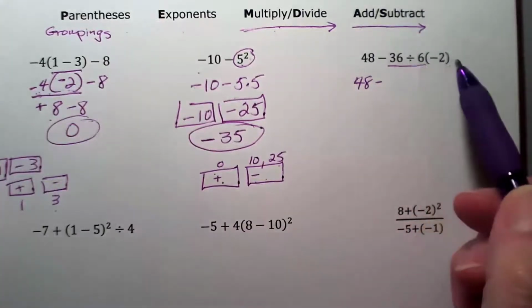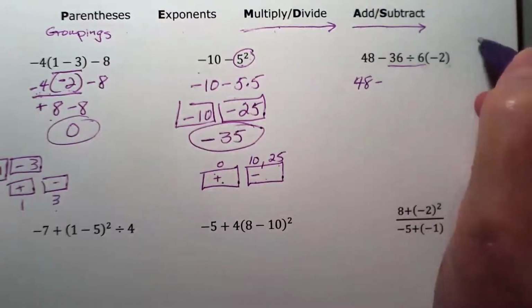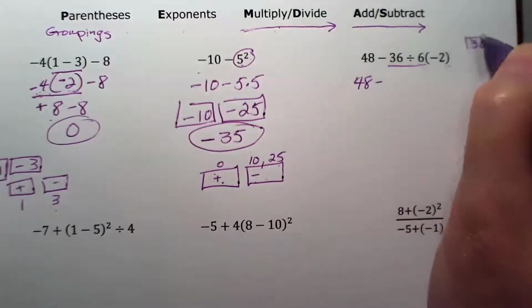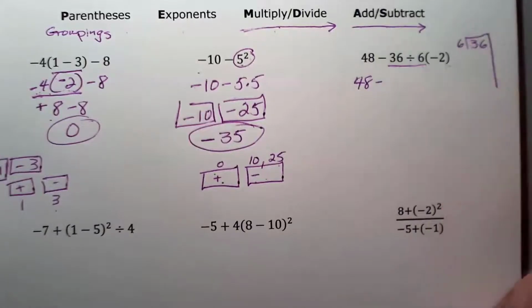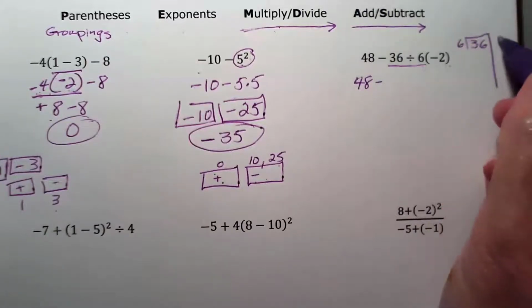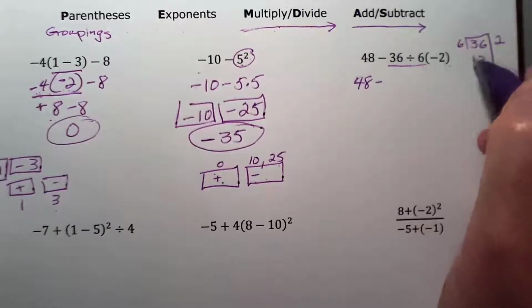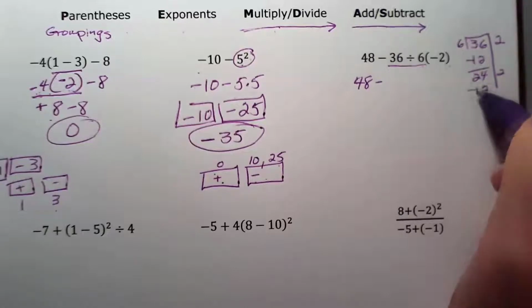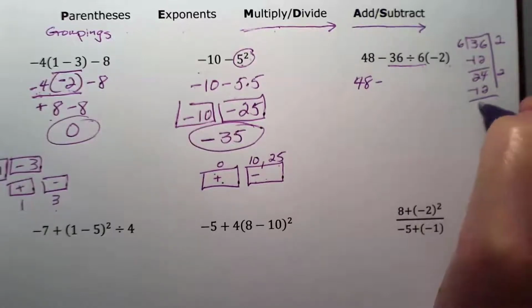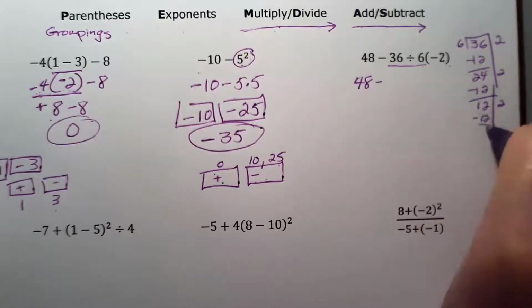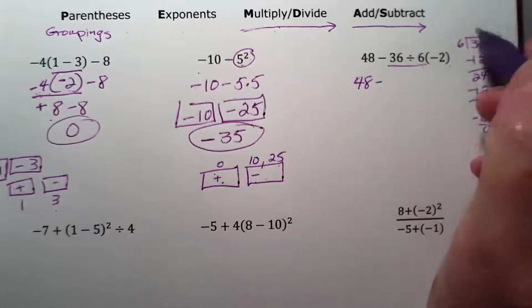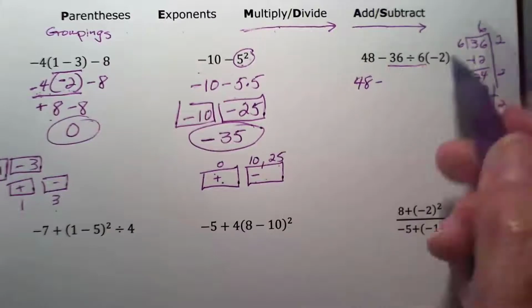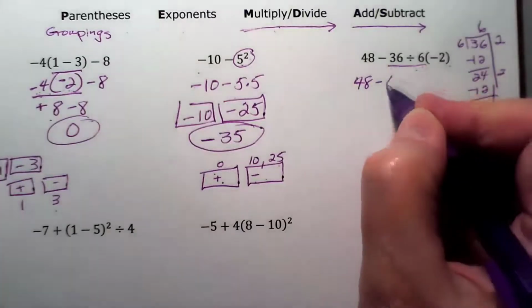If I don't know that the answer is 6, I might go off to the side and do a magic 7 where I say how many 6s can I get out of 36? Well, I know that 2 groups of 6 is 12, which would leave 24. So I could get another 2 groups of 6 for another 12, and now I'm down to 0. So 2 plus 2 plus 2, 2 plus 2 is 4, plus 2 is 6. That would be one way to solve that if I didn't know that 36 divided by 6 is 6.